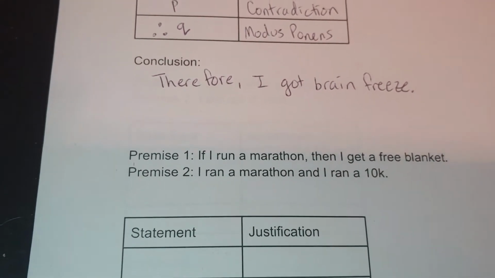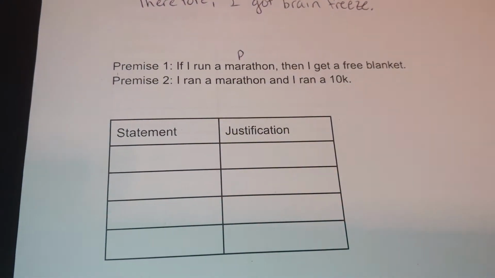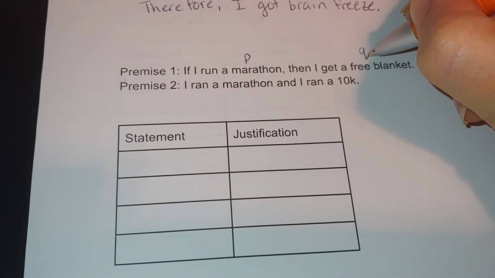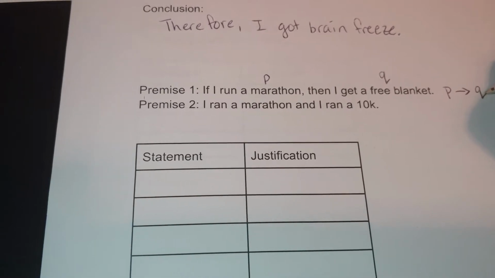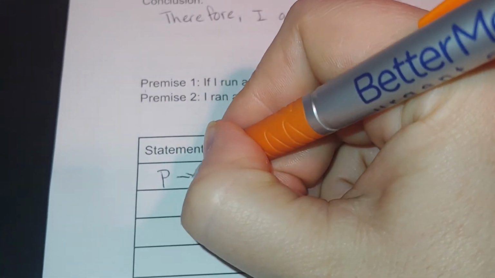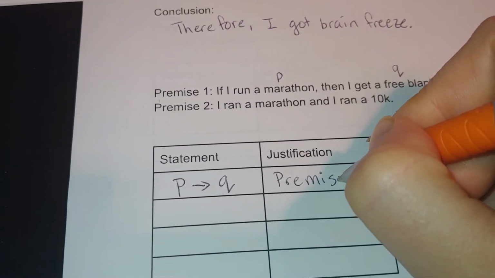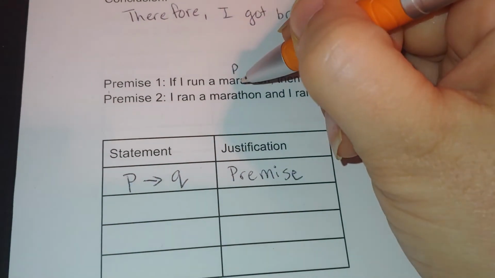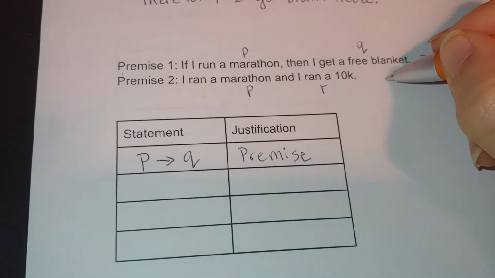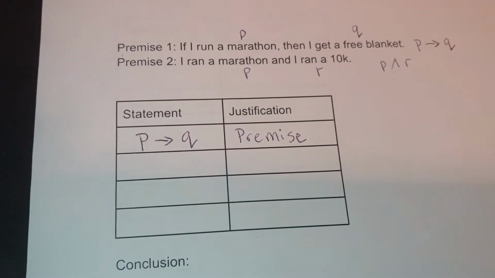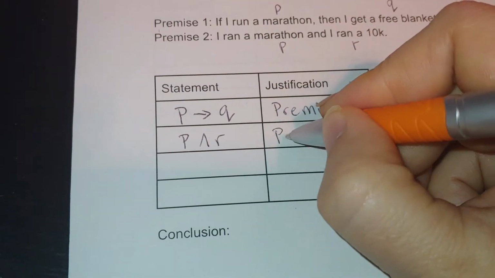Okay? Let's do a couple more. Premise 1. If I run a marathon, I'm going to make that P, then I get a free blanket. That's Q. So if P, then Q. All right? And that is a premise. I ran a marathon and I ran a 10K. Okay, so that's P and R. That's a premise.